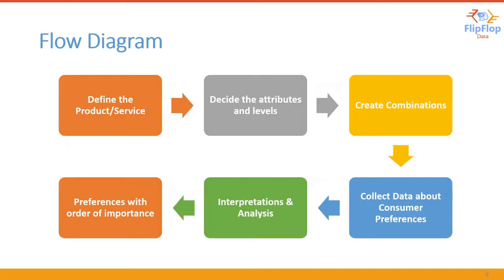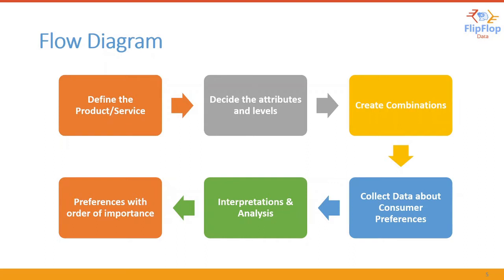So this flow diagram depicts a clear view. So the first and foremost step is deciding on the product or a service and identifying what consumers exactly want. Second is to break what consumers want into a combination of multiple attributes and its features. Then identifying the levels of those attributes or features based on which combinations can be created.